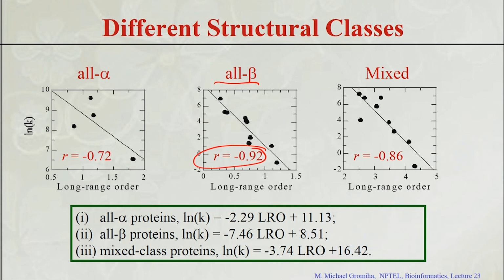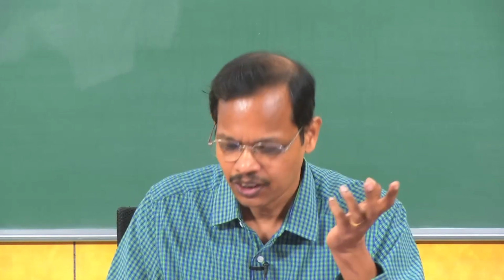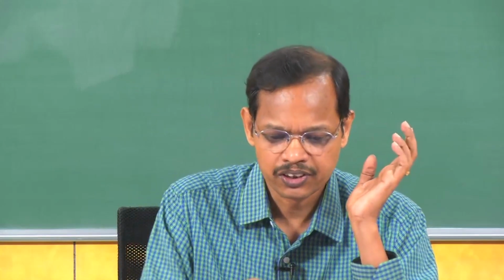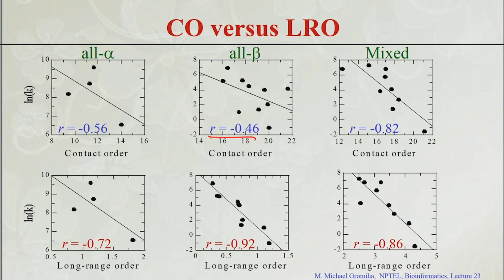This is the equation for getting the ln kf for all alpha proteins, all beta proteins and the mixed class proteins. Here y is the ln kf, and on the x axis we can see only the long range order. Now, we compare the contact order and long range order. Some classes you can get comparable results, some classes this long range order will perform better than contact order. Which class does LRO perform better? All beta. We see the same all beta, we see this very less, it is because they include the short and medium range contacts.